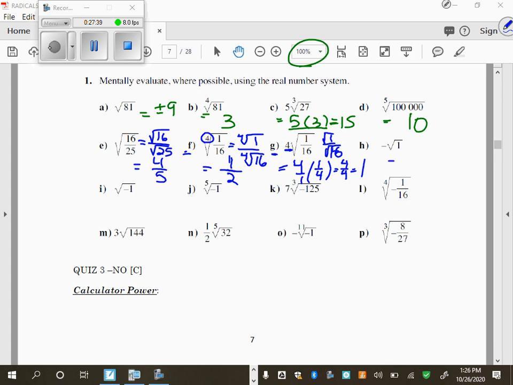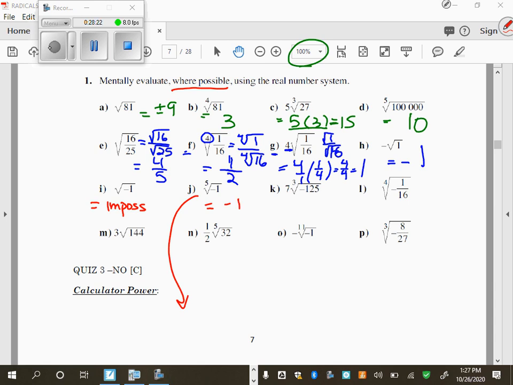H, negative sign first. What's the square root of 1? 1. Square root of negative 1 equals? Impossible. You can't take a square root or 4th root or 6th root of a negative number. Okay, 5th root of negative 1. Let's write this down. What's the 5th root of negative 1? Anybody? Can you do it? Yes, you can. Is negative 1.